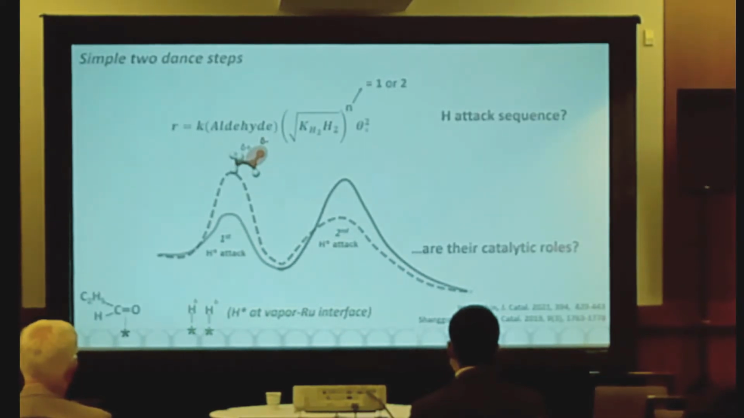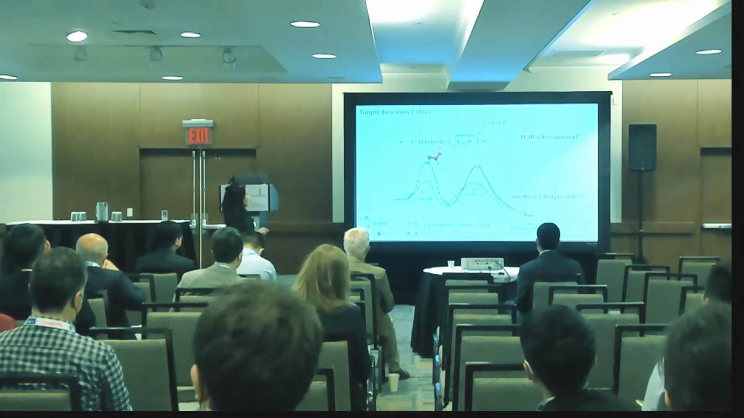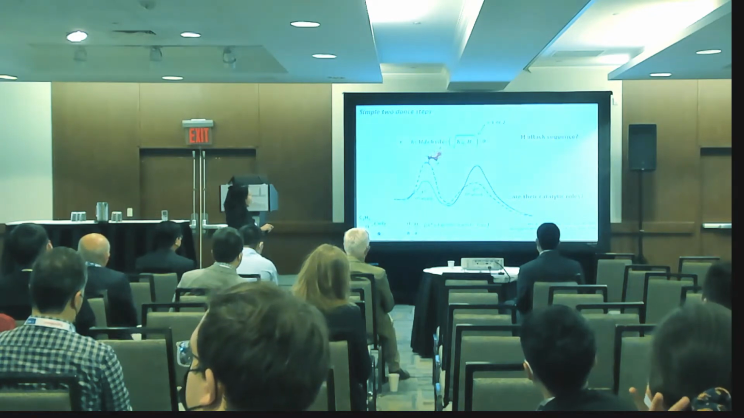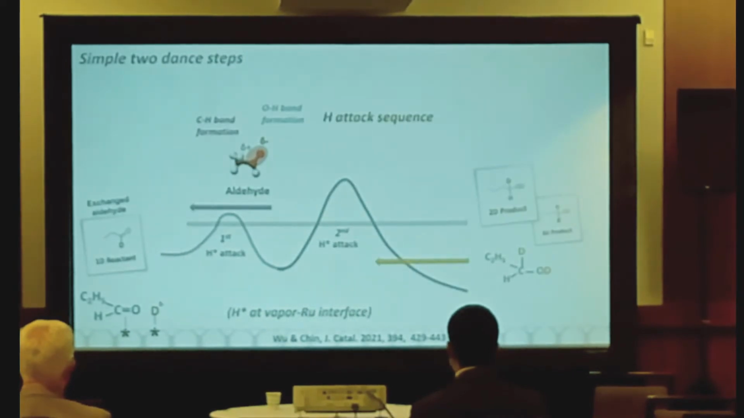And here, we take an aldehyde. The hydrogen goes to either the first step or the second step on a surface that could be covered with different intermediates. We use CO to control this term, so this is constant, and evaluated exclusively the dependence on hydrogen. This is second, so the second hydrogen attack is kinetically relevant for the hydrogenation of aldehyde on a ruthenium surface in the vapor phase. Then we could use an isotopic labeling method to map the free energy surfaces.